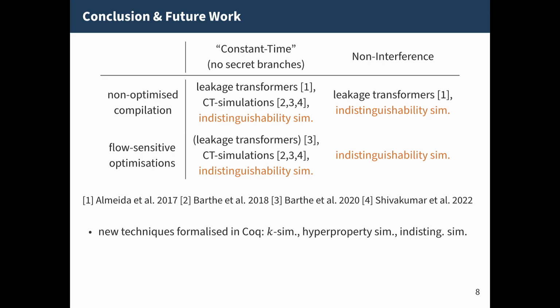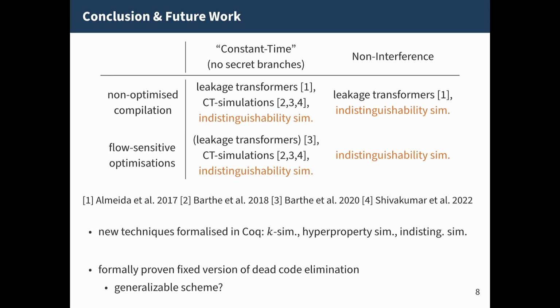So our contributions are that we have introduced and formalized in Coq three new kinds of simulation proofs: the case simulation, the hyperproperty simulation, and the indistinguishability simulation. And we have formally proven this fixed version of dead code elimination, where we use the indistinguishability simulation to do the proof. A future direction could be: is the scheme that I've presented here generalizable?